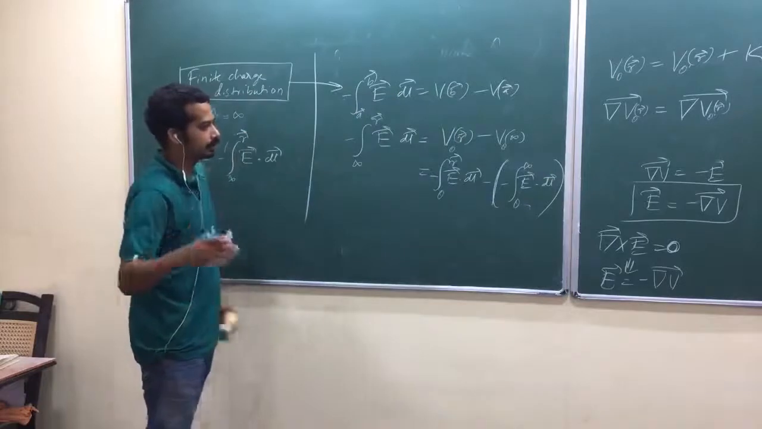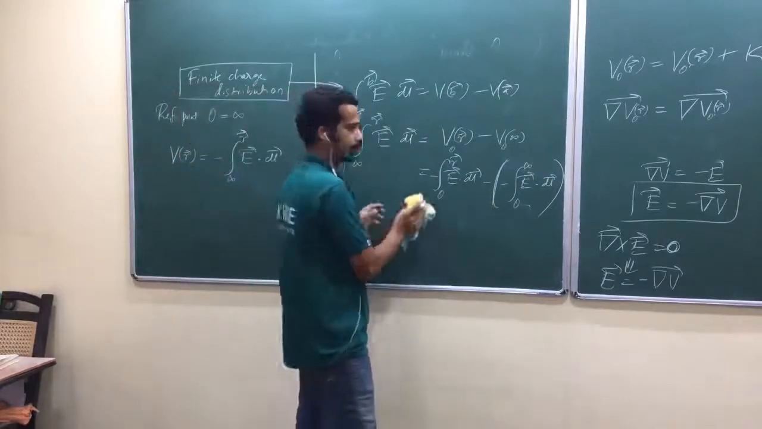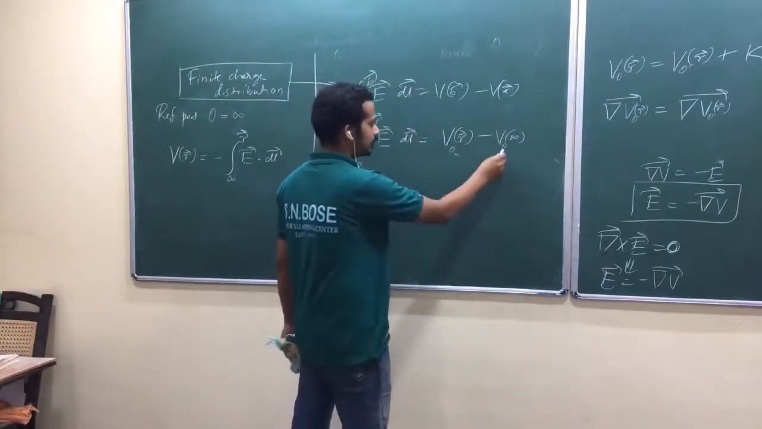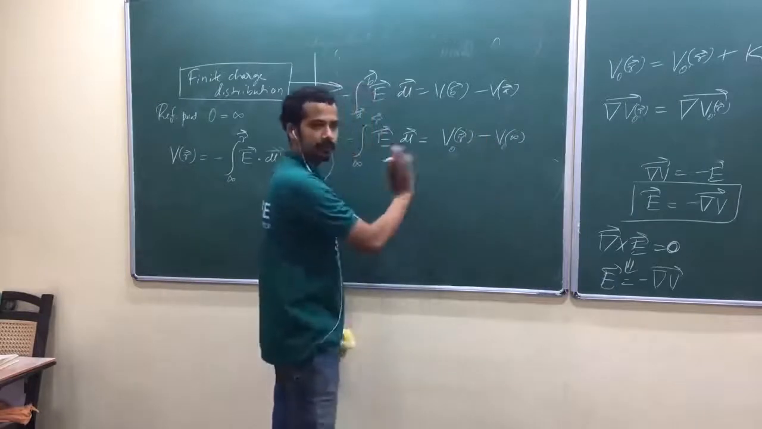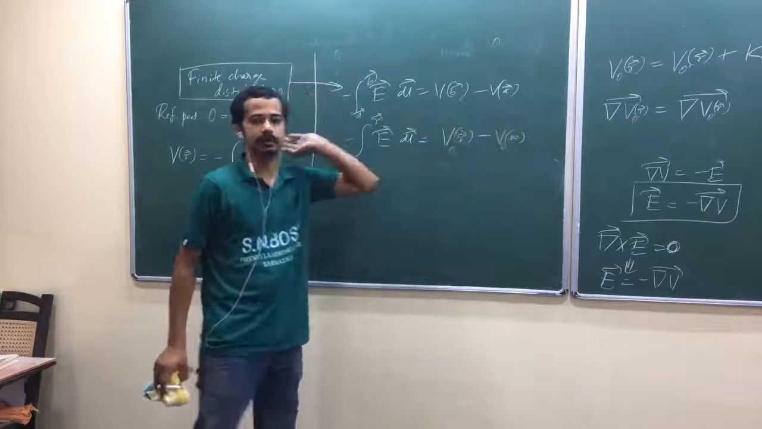O to infinity E bar dot dl bar. Now this will be converted into this integral. You can just check it out. Now if you define it like this by choosing some finite reference point, so what is this one? This can be called as potential at infinity.